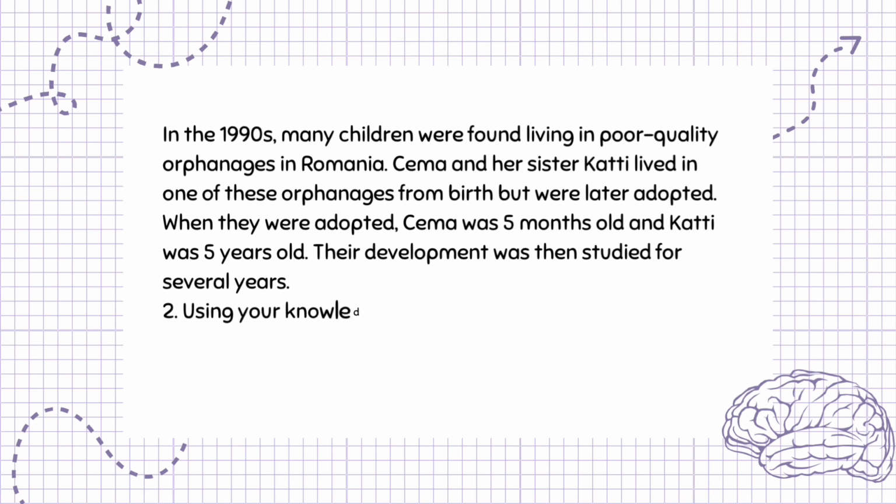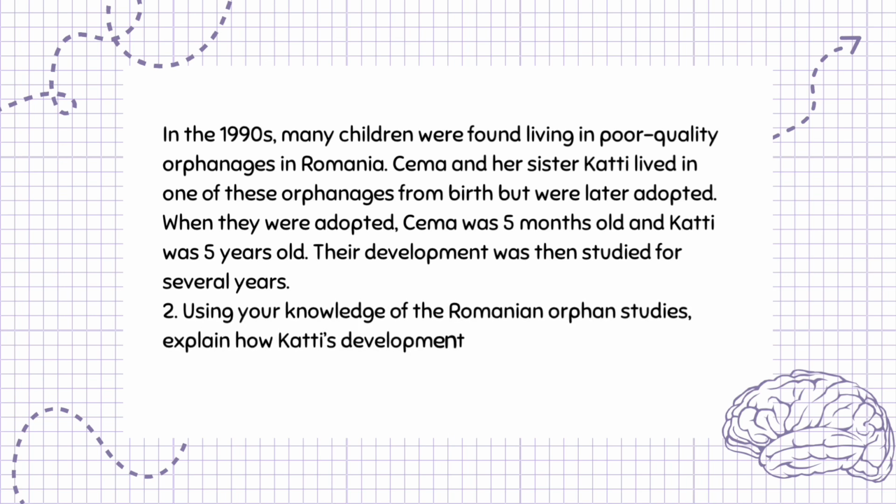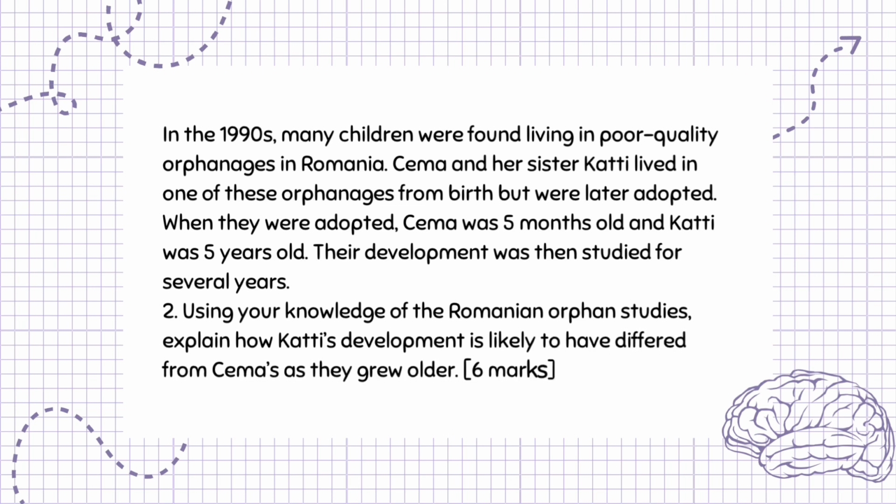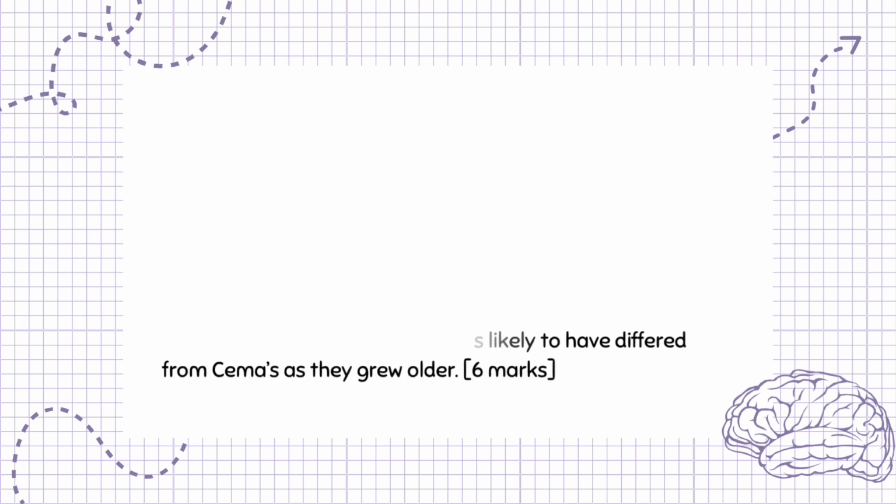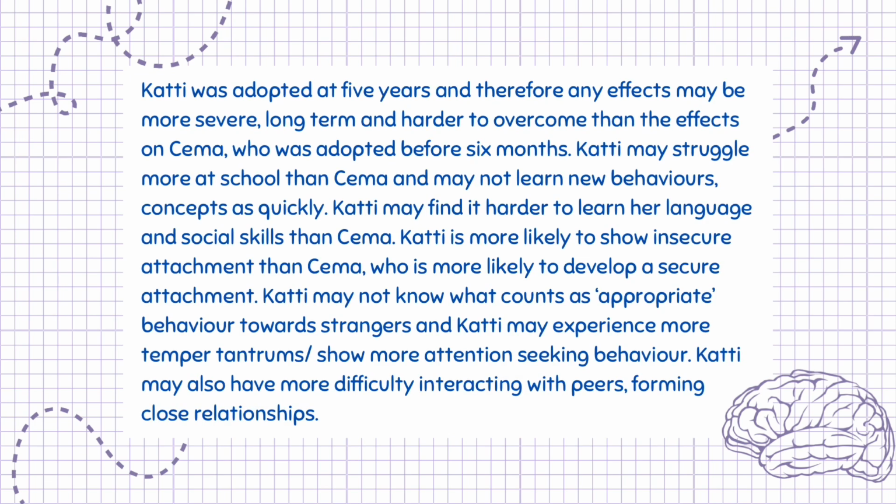Question 2. Using your knowledge of the Romanian orphan studies, explain how Kati's development is likely to have differed from Sema's as they grew older. 6 marks. Kati was adopted at 5 years and therefore any effects may be more severe, long-term and harder to overcome than the effects on Sema, who was adopted before 6 months.